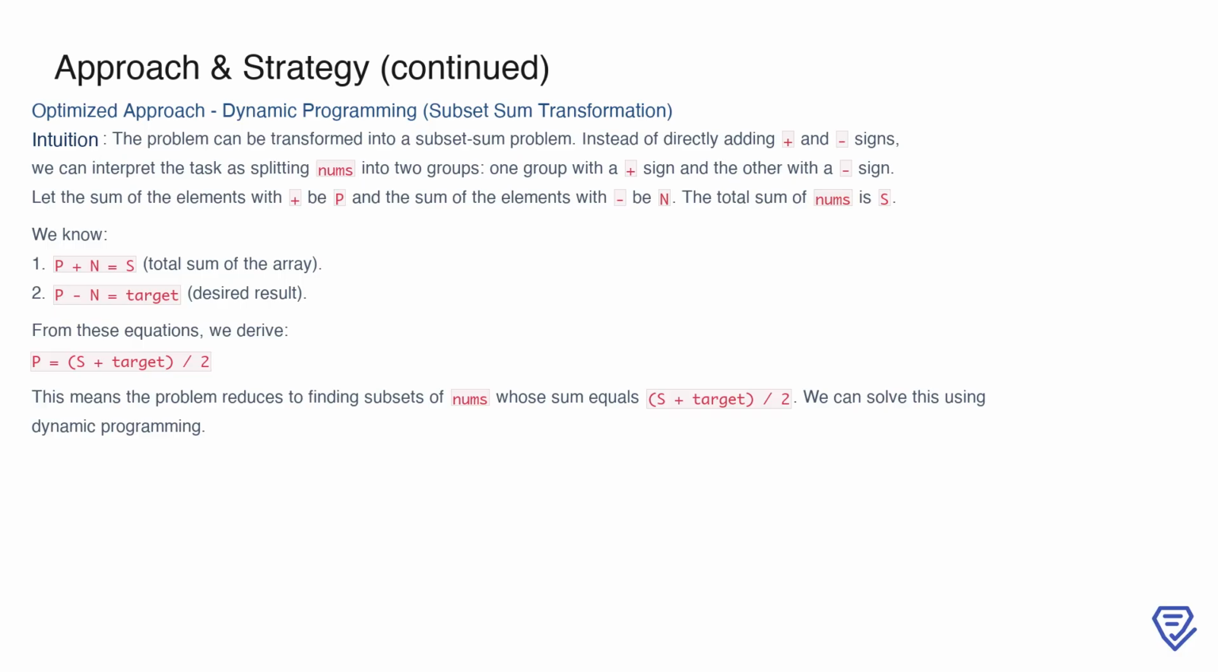By combining these equations, we derive that P = (S + target) / 2. This means the problem can be reduced to finding subsets of the array whose sum equals (S + target) / 2. Dynamic programming is well suited for solving this kind of subset sum problem efficiently.